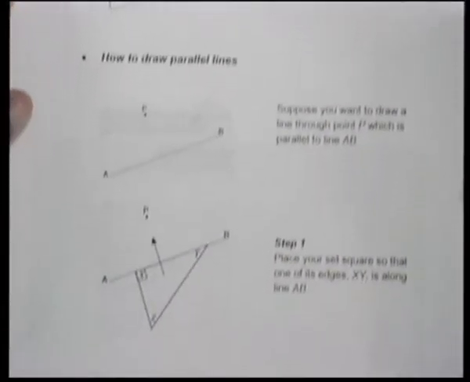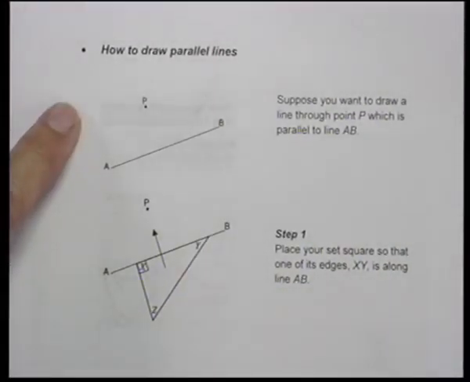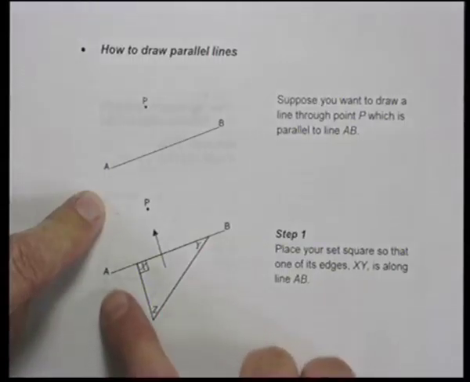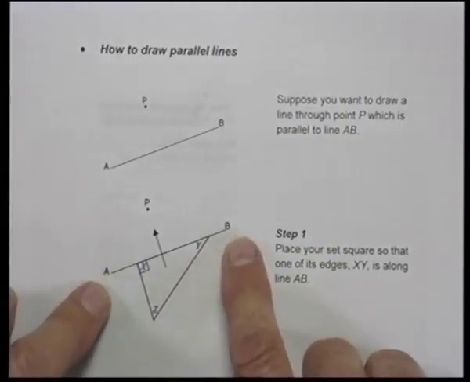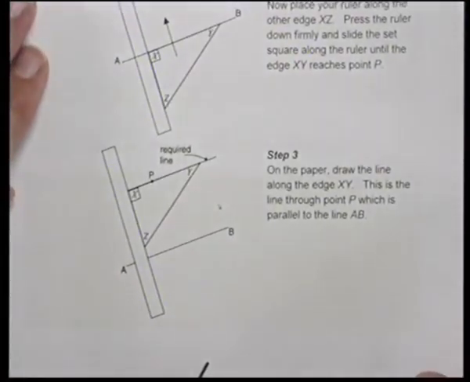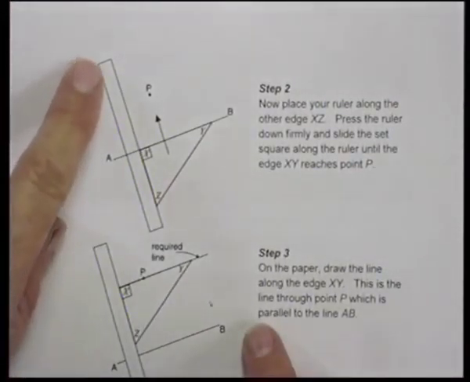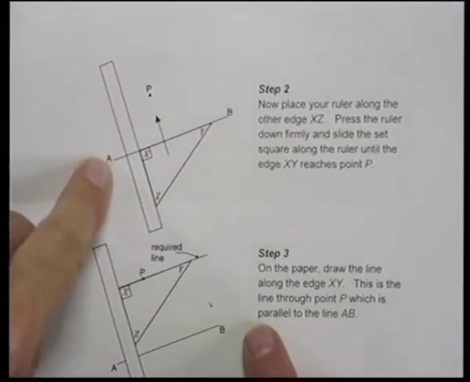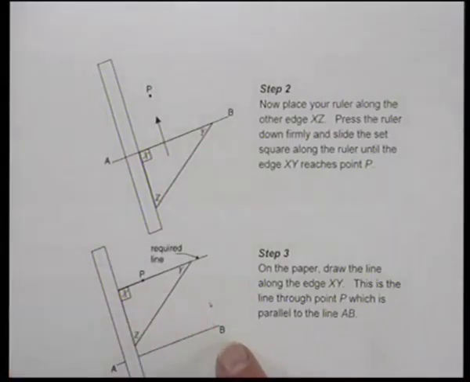How to draw parallel lines? Suppose you want to draw a line through point P which is parallel to AB. You use your set square, and there's your AB, and P must be parallel to that one, through P. So you can use your set square and place it on your line AB. There's your line AB, and you place it on top of it, and you mark your point, and you make it parallel.